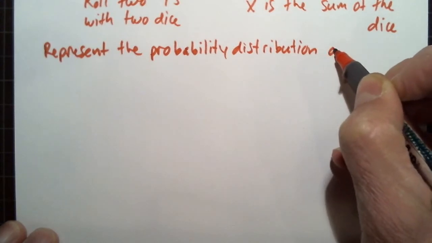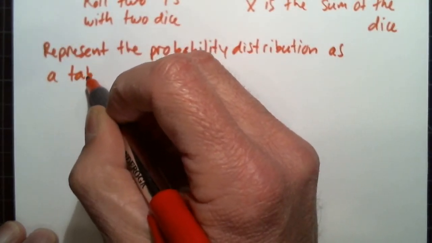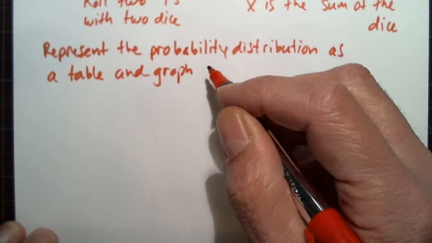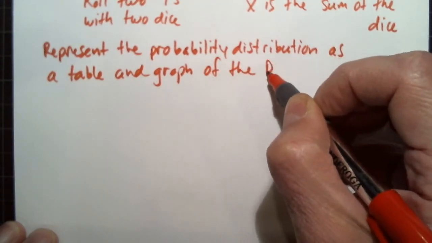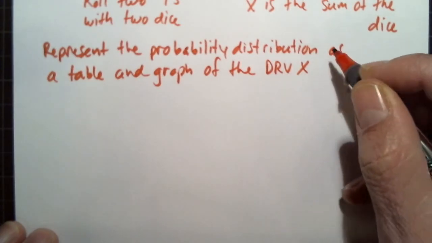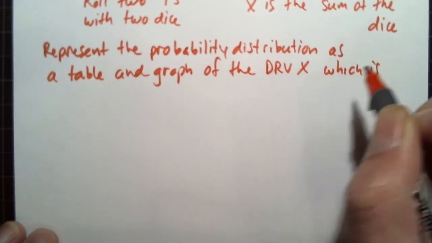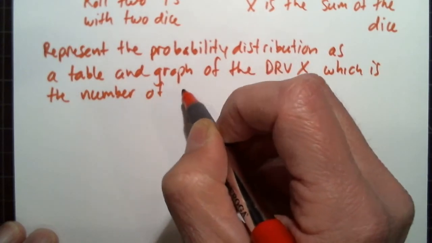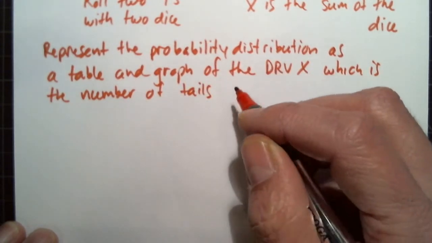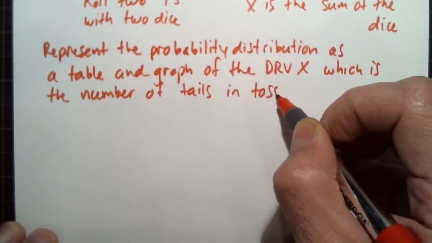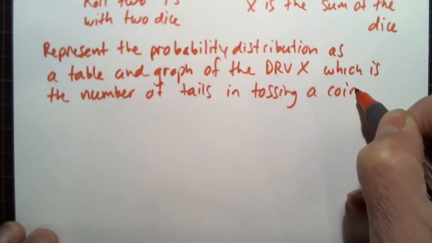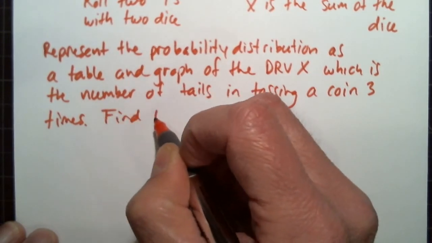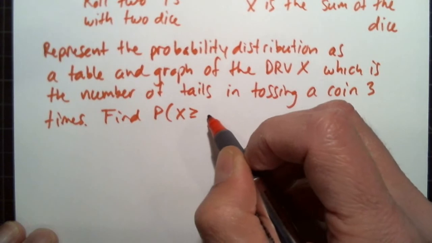Represent the probability distribution as a table and graph of the discrete random variable x, which is the number of tails in tossing a coin 3 times. Find the probability that x is greater than or equal to 2.